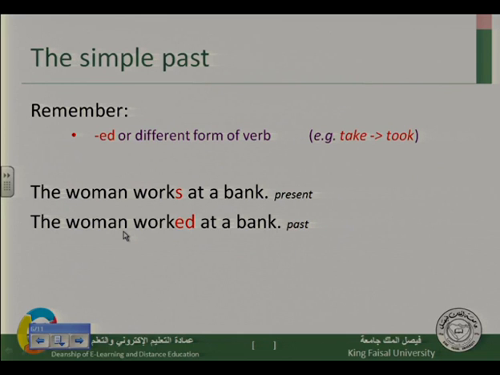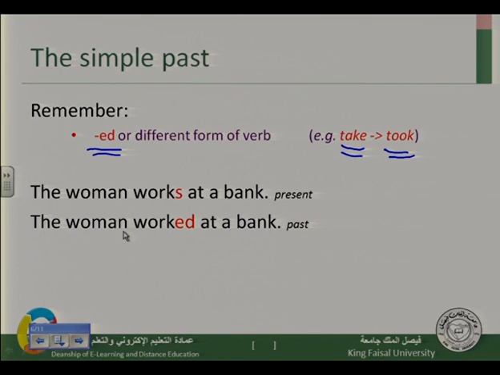The simple past. The simple past is much less complicated than the simple present, because the issue of singular and plural doesn't really matter. So let's remember this together. You use the -ed most of the time to indicate that the verb is in the past tense, or you use a different form of a verb, such as take. The past tense form is took.